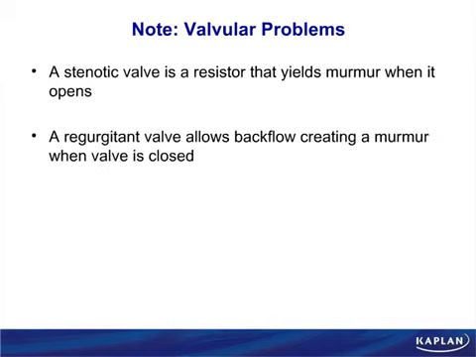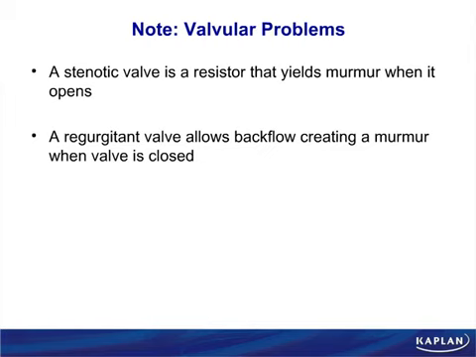The second way we can have a valve problem is it can become regurgitant or incompetent or insufficient. I tend to use the word regurgitation, but it could be stated as incompetent or insufficient. A regurgitant valve means that the valve's not doing what it's supposed to do. Valves prevent backflow. So if I have a regurgitant valve, it's not preventing backflow, it's allowing backflow.